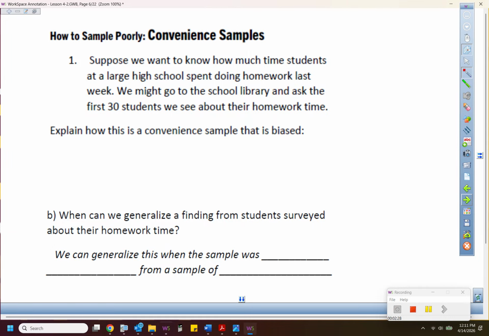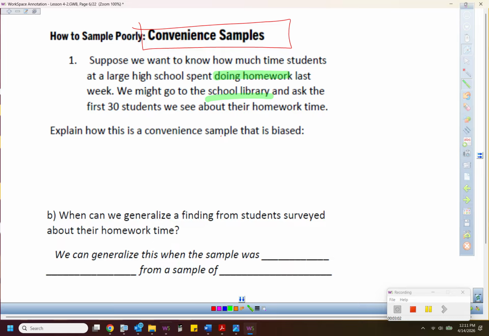The first three are bad samples, called convenience samples. So some weird situations here too. Suppose we want to know how much time students at a large high school spent doing homework last week. How long did you do homework for is the question. And here's where they went to survey and find some people for a sample. They went to the school library and asked the first 30 students they saw, how much time did you spend doing homework? Are you cool that that is convenient, right? They just went somewhere and found 30 people. That was pretty convenient for them.